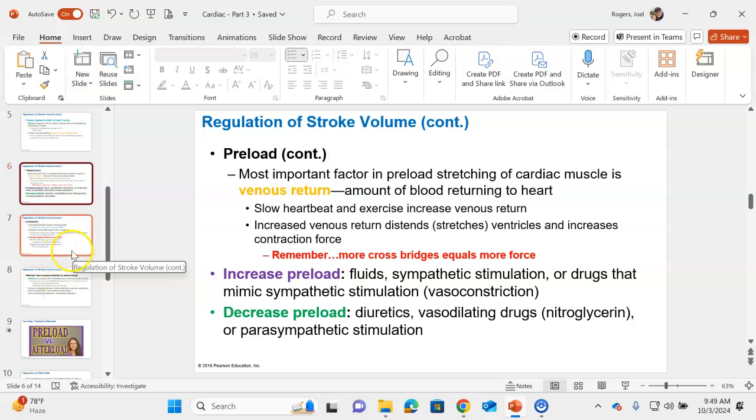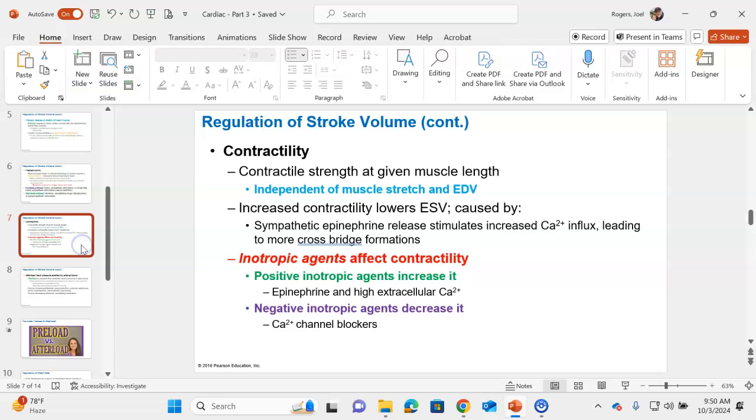Okay, so preload is the force of ventricular contraction, but again, depending 100% on ventricular stretch. Because remember, more stretch equals more cross bridges equals more force. All right, now moving on is contractility, factor number 2 regulating stroke volume. Contractility is different than preload.